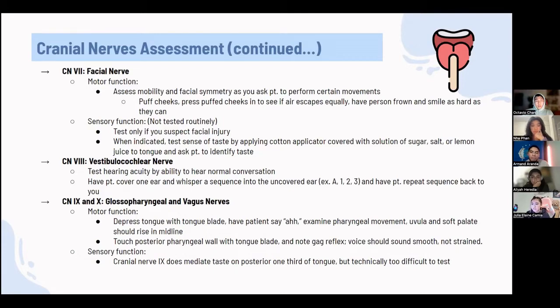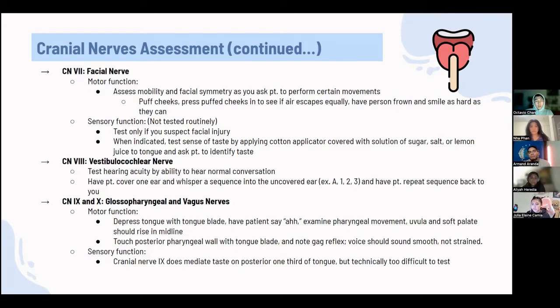For cranial nerve 8, the vestibulocochlear nerve, you would test the hearing acuity by the ability to hear normal conversation. So you would use the whisper test, and you would whisper a sequence into an uncovered ear. You'd have a patient cover one ear, and then you'd whisper, and then you'd have them repeat it back to you. Of course, this is a consideration with our patient because he can't respond verbally, so you'd have to find other ways to test this.